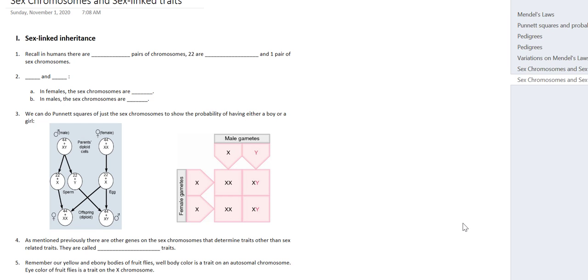So I'm going to make it really quick. It's short. There's not much to it, and then we can go over some of the problems. I do want to encourage you to do the practice problems at the end, much like the others.